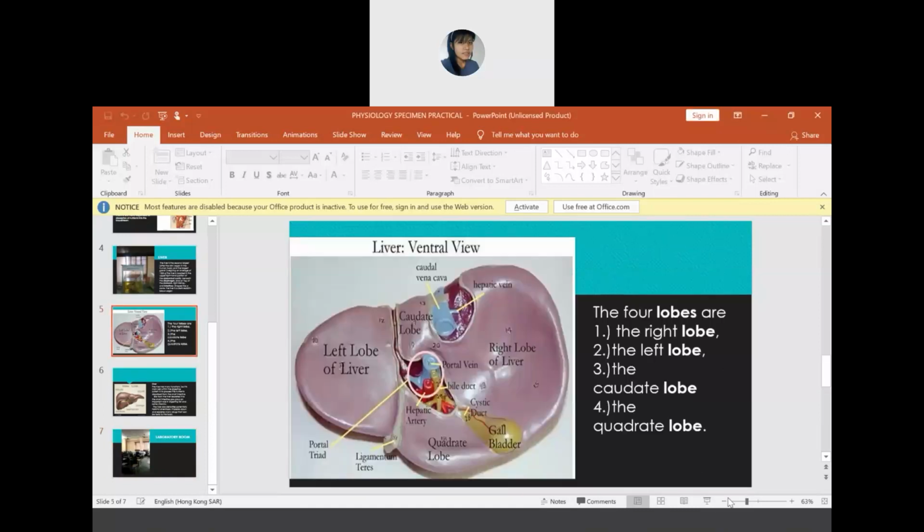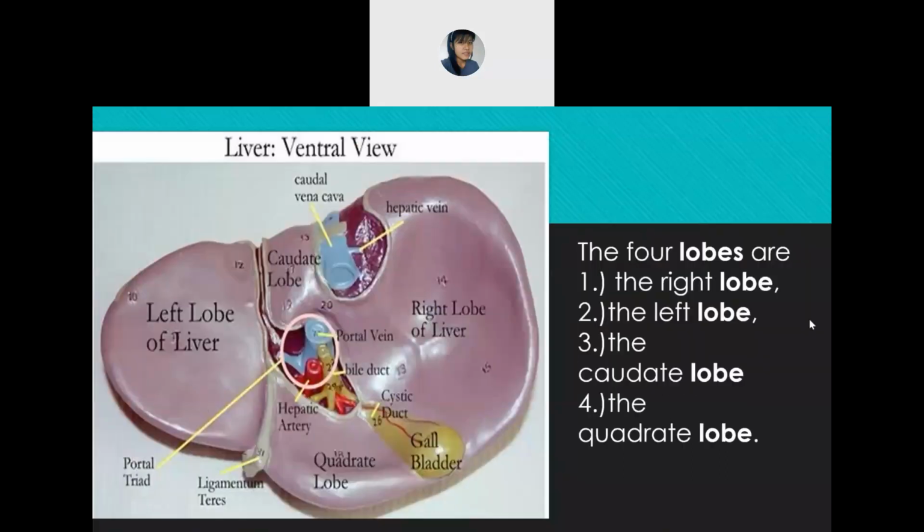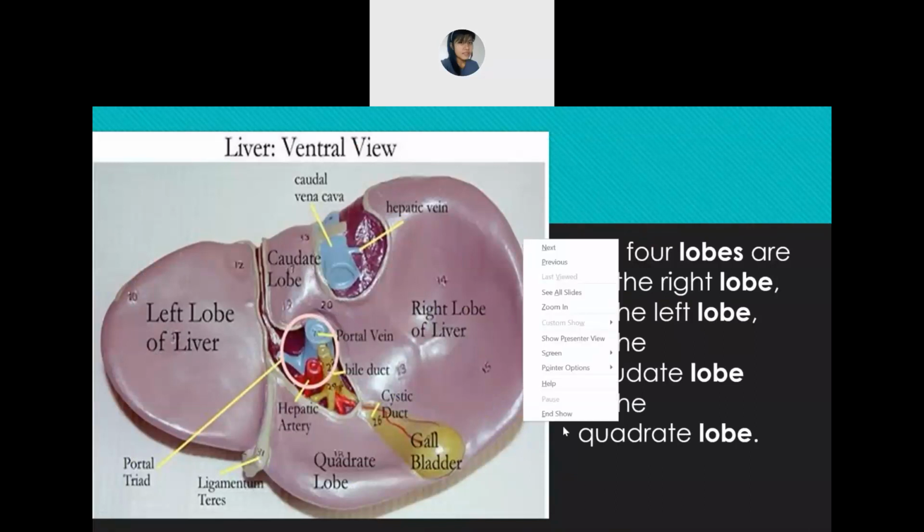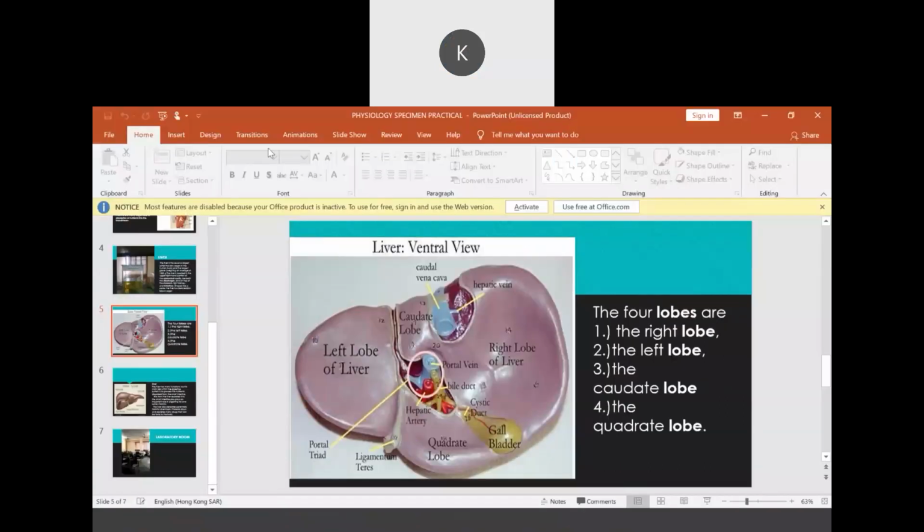Can you all see this? Yes, ma'am. So these are the four lobes: left, right, quadrate, and caudate. Is it clear now, everyone? Yes, ma'am. Okay, then, that's all for today's class. I hope everyone is clear about it.